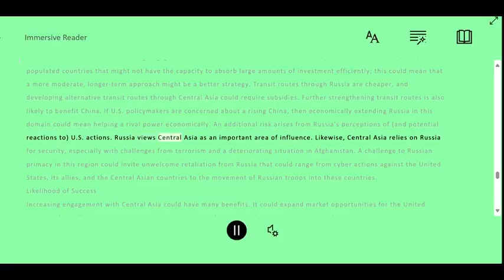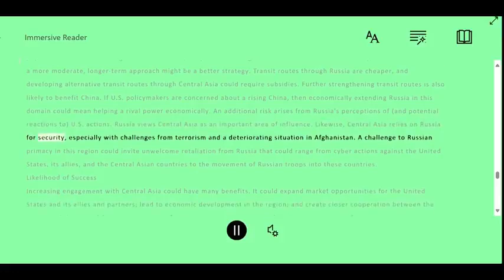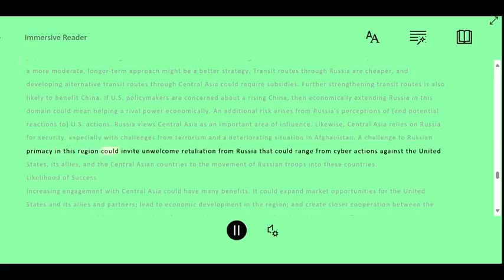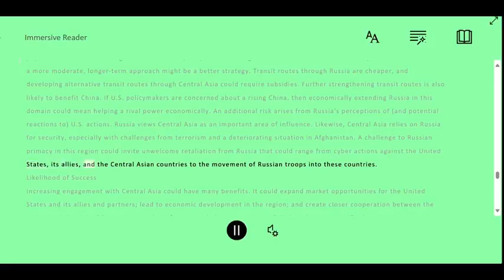Russia views Central Asia as an important area of influence. Likewise, Central Asia relies on Russia for security, especially with challenges from terrorism and a deteriorating situation in Afghanistan. A challenge to Russian primacy in this region could invite unwelcome retaliation from Russia that could range from cyber actions against the United States, its allies, and the Central Asian countries to the movement of Russian troops into these countries.